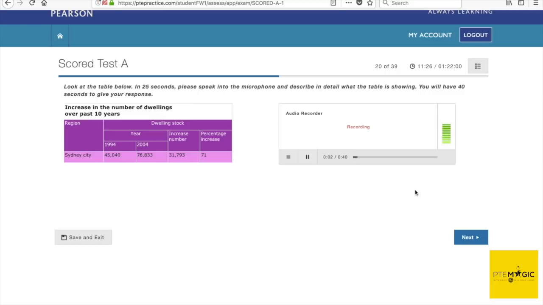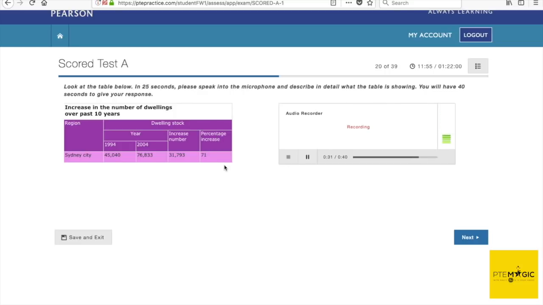The table below shows the increase in the number of dwellings over past 10 years. The first column shows the region, which is Sydney City, and the second one is dwelling stock, which consists of year at 1994 and 2004, with 45,040 in 1994 and 76,803 in 2004. It also shows increase in number, which is 31,703, and percentage increase with 71 only.